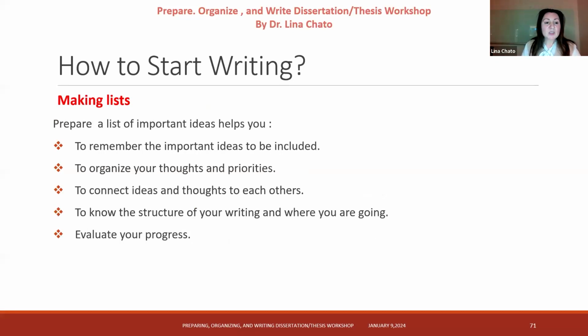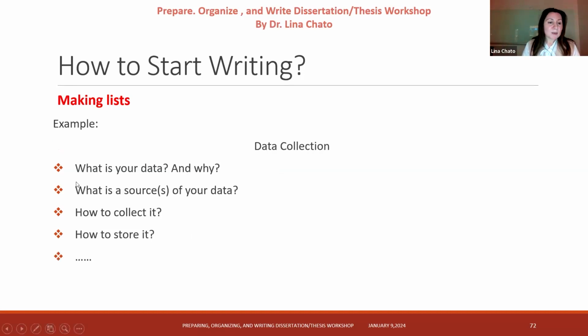So making a list: you want to prepare a list of important ideas to help you in writing, even if it is a small section or a small paragraph in a specific chapter. Here you want to remember what the important ideas are that you need to include. It also helps you organize your thoughts and priorities, connect ideas and thoughts with each other to know how to structure your writing and where you are going, and also evaluate your progress. Let's look at this example.